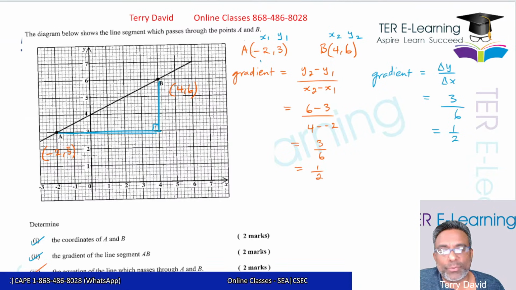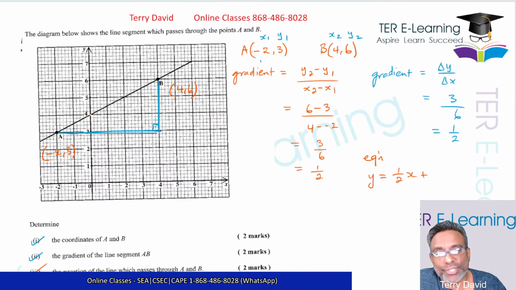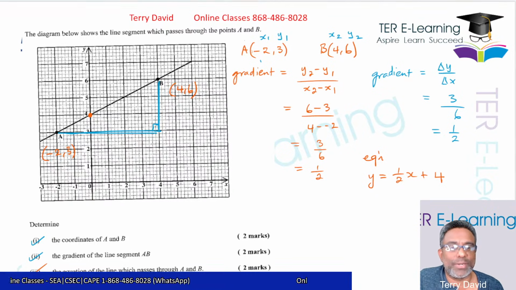And the third part, we want to work out the equation of the line that passes through AB here. So that equation is going to be y is equal to mx plus c. M in this case is a half, plus c. Now this c here, you can actually read it off from the graph. That c is actually 4. So there's no need to calculate anything here. So the y-intercept is c. So the equation is going to be y is equal to half x plus 4.